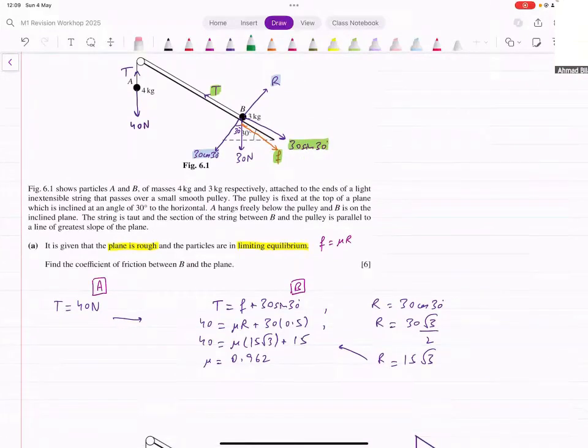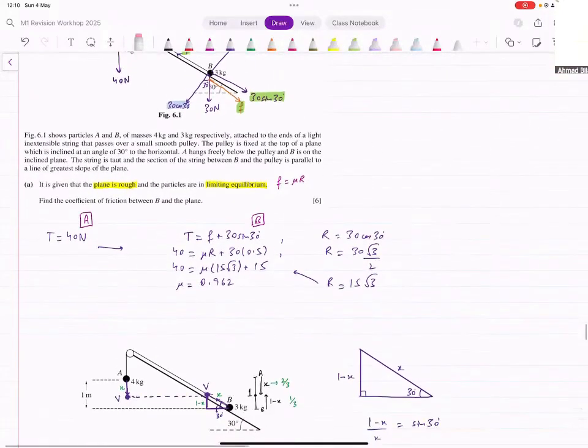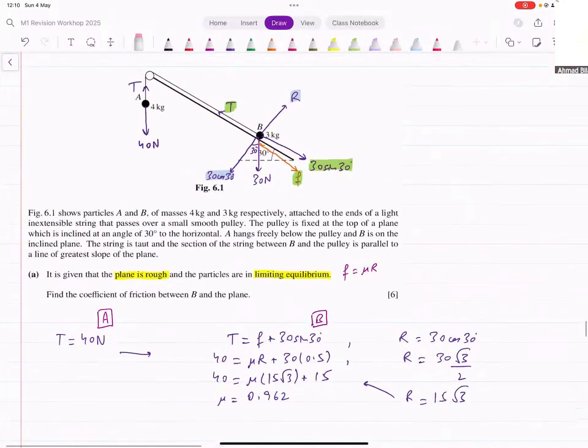Let's consider this now. It's given that this plane is rough, so we have this plane, and the particles are in limiting equilibrium. In the first part, they ask us to find the coefficient of friction between V and the plane. We just represent all the forces, equate the opposite forces, and that gives us the coefficient of friction. That's pretty straightforward. The first part, 6 marks, easy 6 marks.